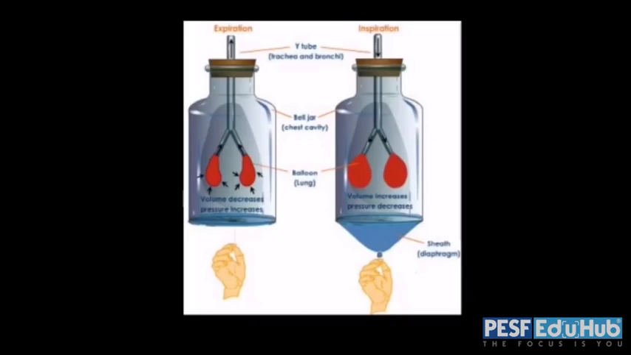Now I am explaining the mechanism of breathing. Breathing is the process of intake of oxygen rich air and releasing out of carbon dioxide rich air. It involves two processes, namely inspiration and expiration. Inspiration is intake, expiration is releasing out. During inspiration, we take in oxygen rich air. During expiration, we release carbon dioxide rich air.